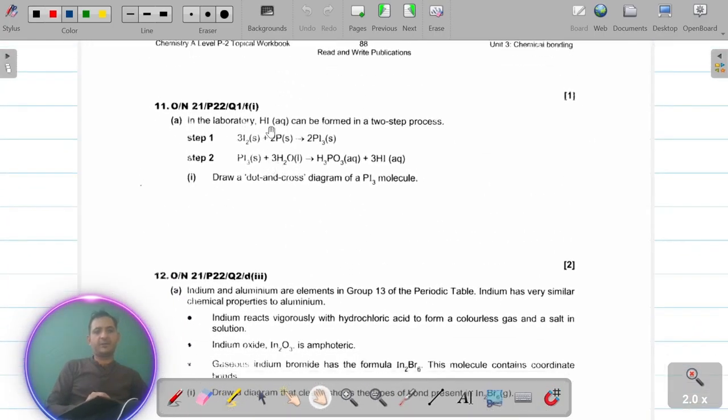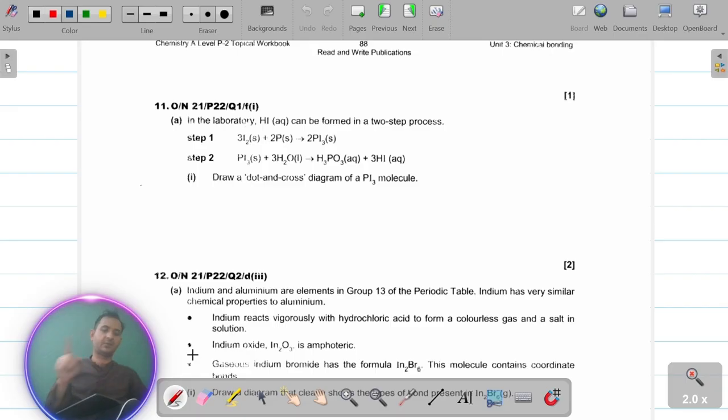Now, in the laboratory, hydrogen iodide can be formed in a two-step process. Iodine reacts with phosphorus to give phosphorus iodide. Then phosphorus iodide reacts with water and we get phosphoric acid and hydrogen iodide. Draw a dot and cross diagram of a PI3 molecule.